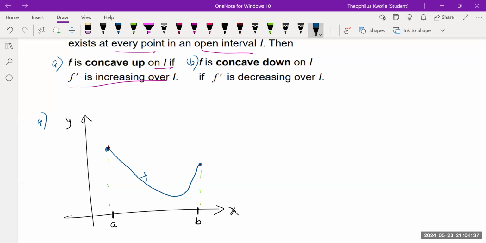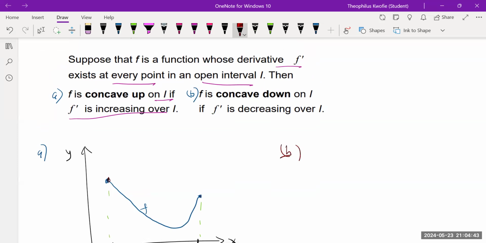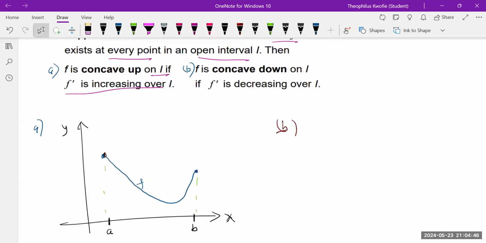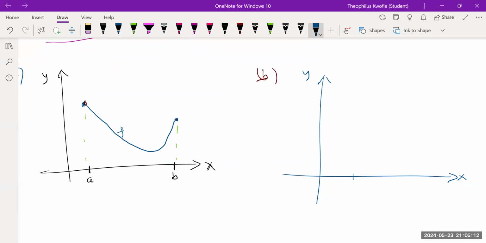Now let's look at the second part of this. We also said that f is concave down on the interval I if f prime is decreasing over that interval. What are we saying? Suppose I give you this graph, and suppose that on the x-axis the interval is a to b.